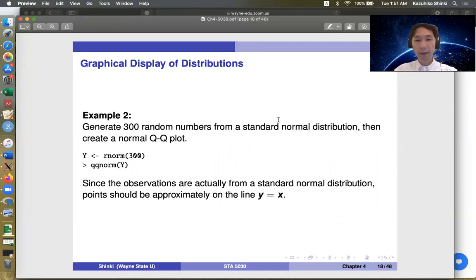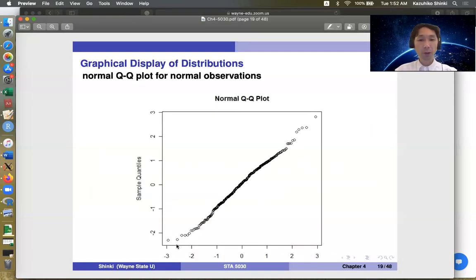Hi everyone. In this video, I would like to explain more examples of QQ-plot. In the last video, we discussed how a QQ-plot looks when we generate 300 random numbers from the standard normal distribution, so Y is rnorm of 300, standard normal random numbers from normal(0, 1). Then when we generate the QQ-plot, it almost makes the pattern of Y equals X.